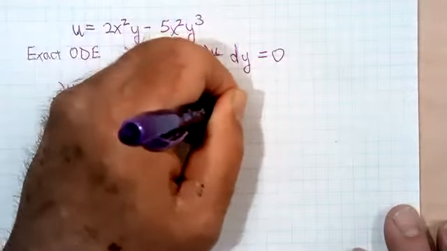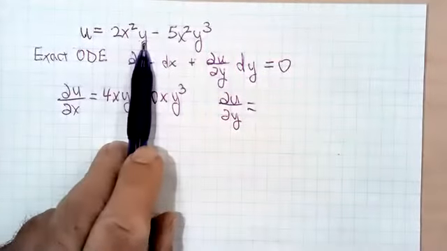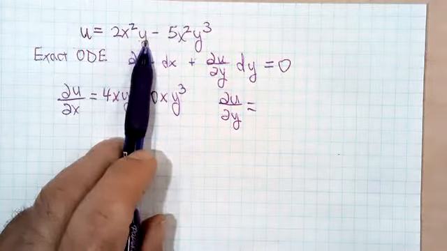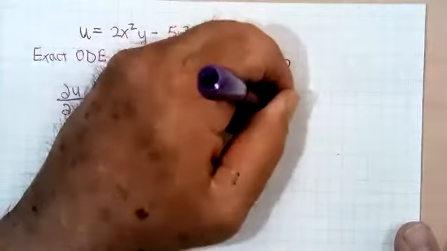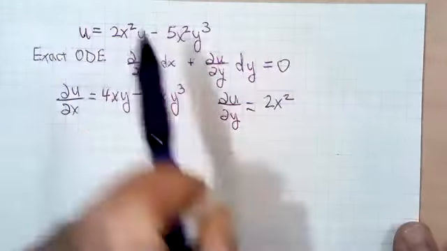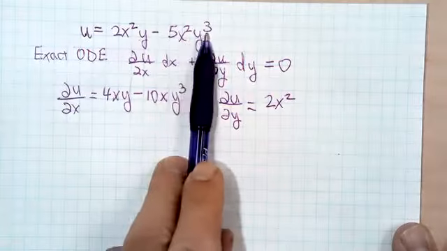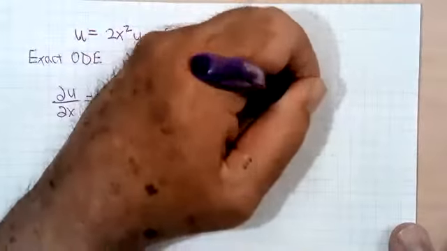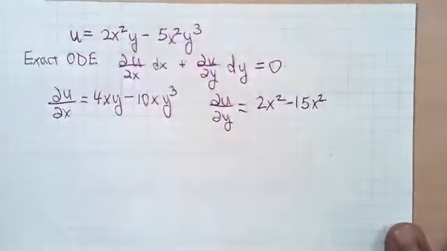Partial of u with respect to y is, well, taking the derivative with respect to y here, the derivative of y to the 1 is just 1 dy. So this will be 2x squared. And the partial derivative of this piece with respect to y is 3y squared times 5x squared. So minus 15x squared y squared.